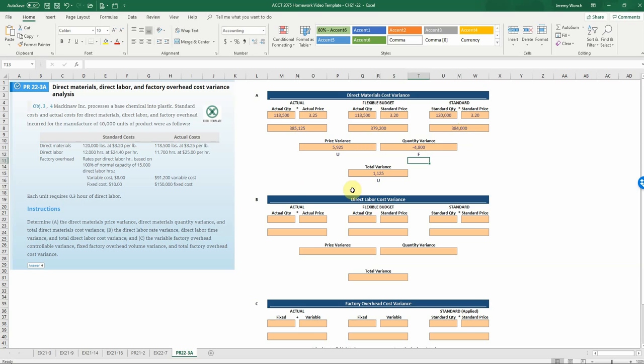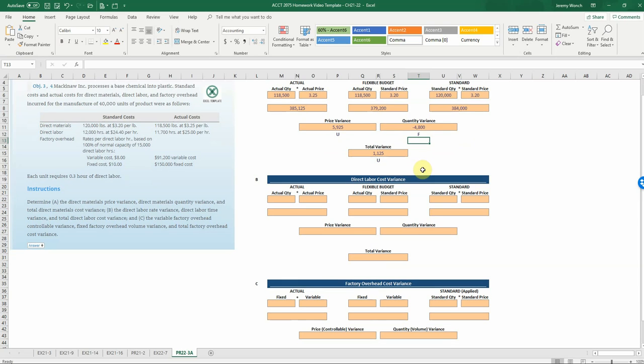While our total variance was only 1,000, we actually had two very different opposing things going on. We didn't do so good when it came to price, but we did do good when it came to managing our quantity.